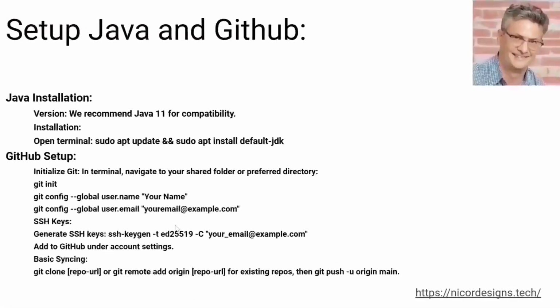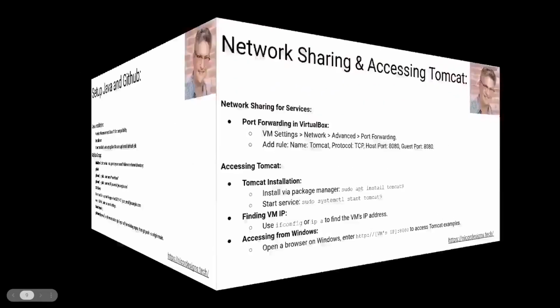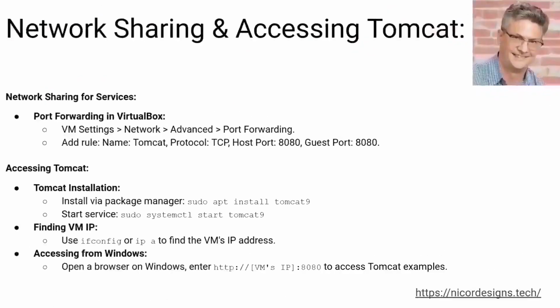We will also set up Java by installing Java 11 inside of Linux Mint, and we will set up GitHub in our Linux Mint so that we can share our repo in Windows. And we will enable network sharing for accessing Tomcat. We will use advanced port forwarding and add a new rule. Then we will install Tomcat 9 and start the service, check the IP address, and then we'll access Tomcat running in Linux Mint from a browser on our Windows machine.